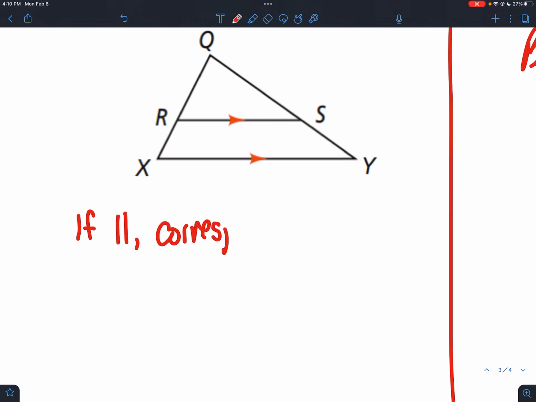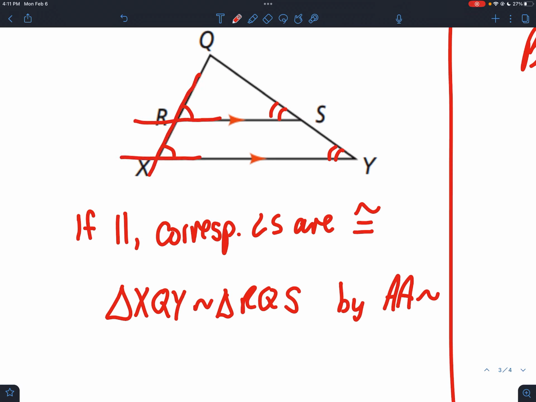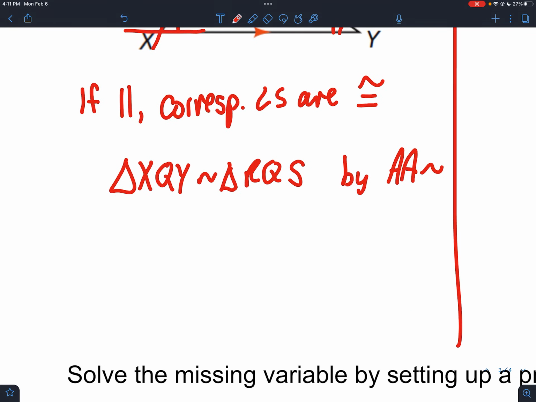So if we do have this picture, and if those lines are parallel, that means that corresponding angles are congruent. So what does that mean? It means that this angle and this angle are congruent. And also this angle and this angle are congruent too. So these triangles, and I'll redraw them below, are similar by angle-angle similarity. We just showed that, right? And hopefully you see that these are corresponding angles, right? That's a mini picture right here that you can look at. That's corresponding, and they're parallel, so they're congruent.